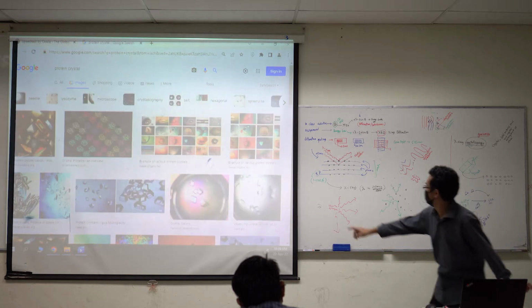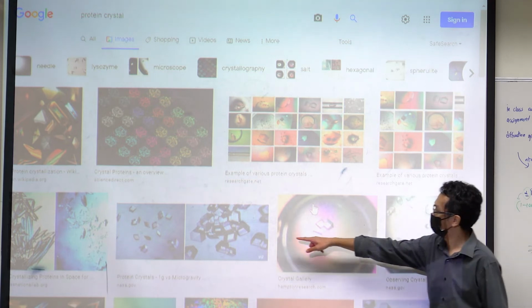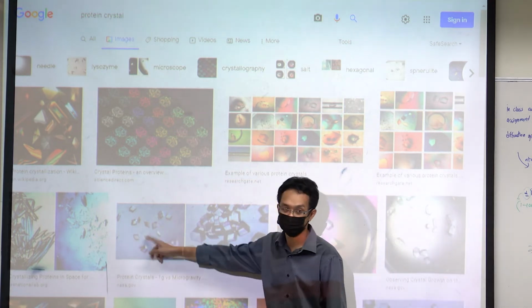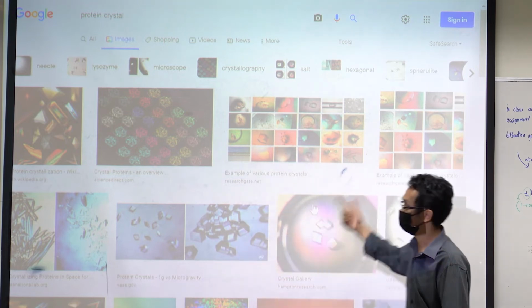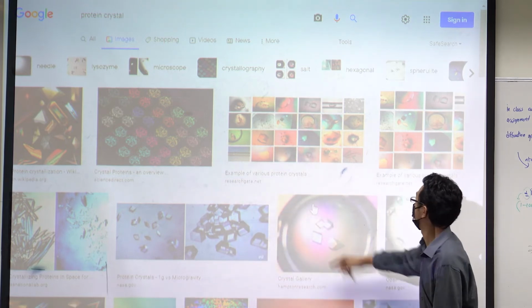Okay, so this is how protein crystals look. After they grow, they look like this. This is very small. They put this on the XRD machine, and then they get the value. So this is how they create the crystal.